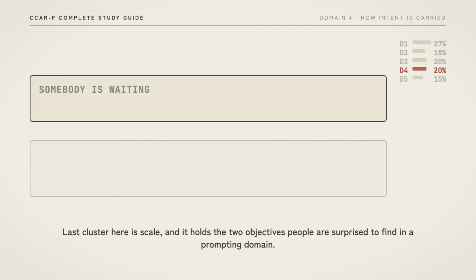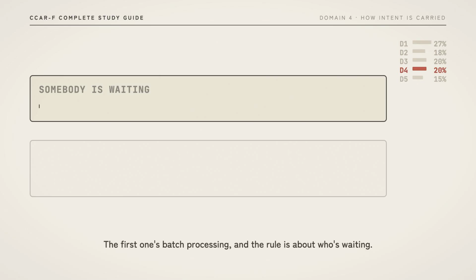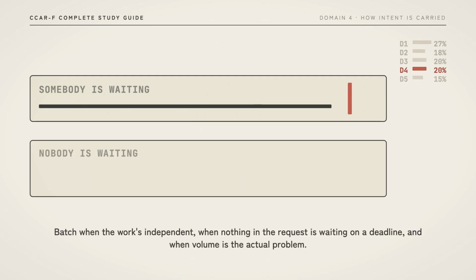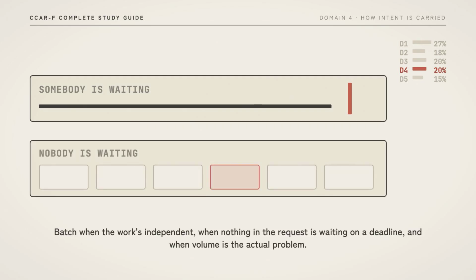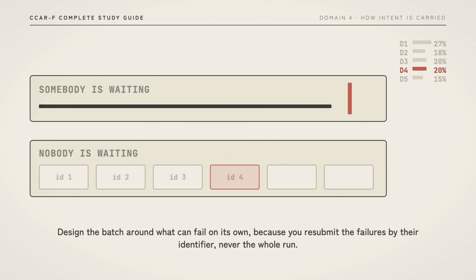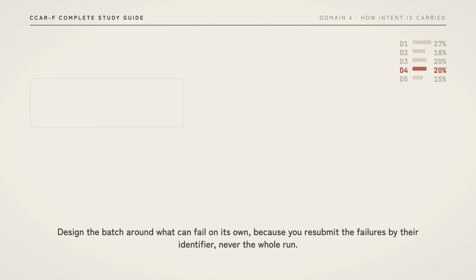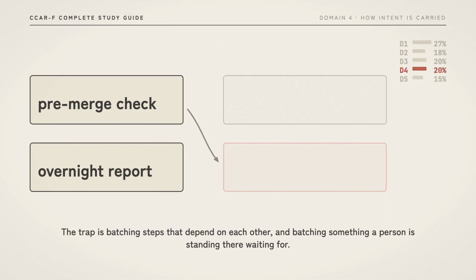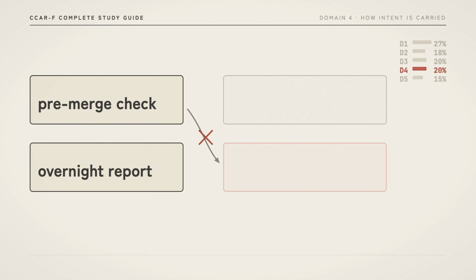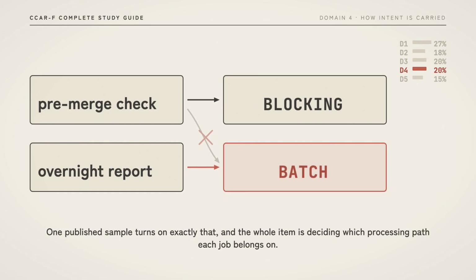Last cluster here is scale, and it holds the two objectives people are surprised to find in a prompting domain. The first one's batch processing, and the rule is about who's waiting. Batch when the work's independent, when nothing in the request is waiting on a deadline, and when volume is the actual problem. Design the batch around what can fail on its own, because you resubmit the failures by their identifier, never the whole run. The trap is batching steps that depend on each other and batching something a person is standing there waiting for. One published sample turns on exactly that, and the whole item is deciding which processing path each job belongs on.